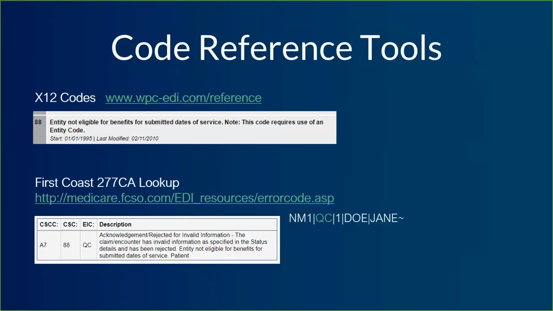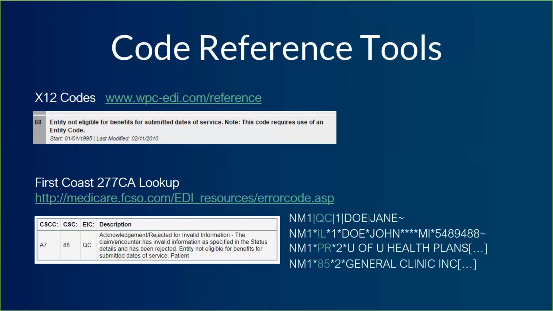Here are a couple of other examples of how those entity codes can play out. In each case, the green qualifier there is an active entity code that you might get. So that second line there with the IL, we've already talked a little bit about this. The IL indicates a subscriber. And sure enough, we can see subscriber information with the subscriber ID following. PR is for payer, and we can see a plan name. And 85 is a billing provider, and that is the billing provider clinic information there.